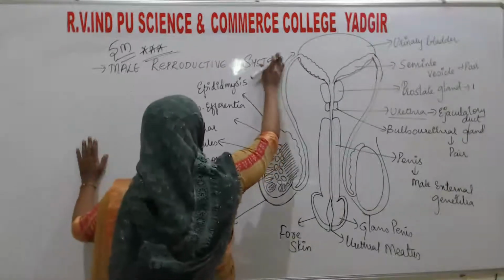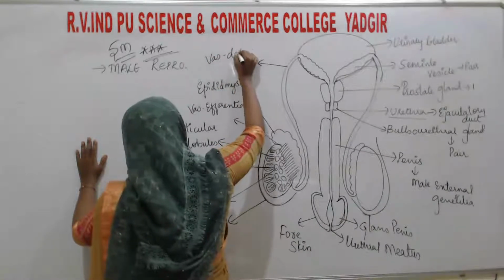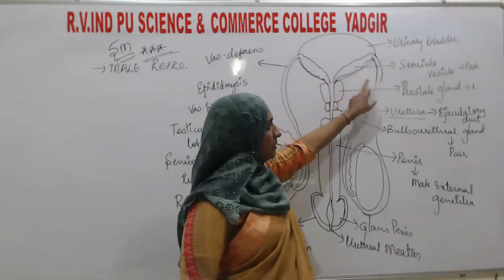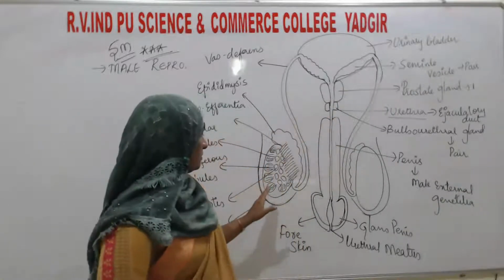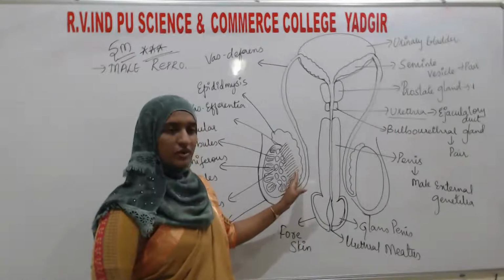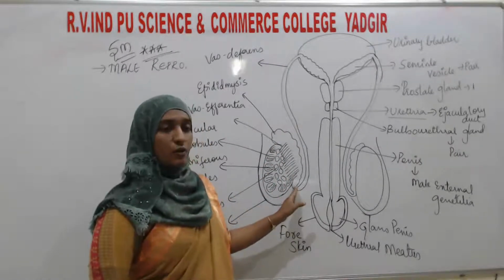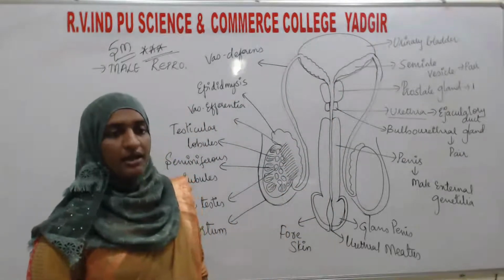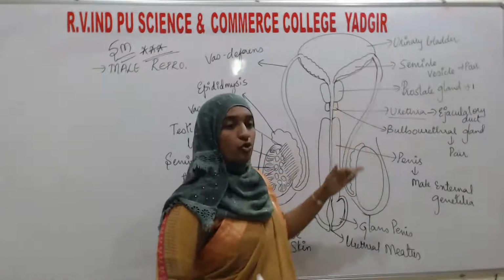Here I will write vas deferens. This is the urinary bladder, seminal vesicle, prostate gland, bulbourethral gland. See here, the sperms produced in the seminiferous tubule will be conveyed to the rete testis. From rete testis to the vasa efferentia, from vasa efferentia to the epididymis. From the epididymis through the vas deferens, it is transmitted to the urethra, which acts as an ejaculatory duct, and all the glands open their ducts into it.